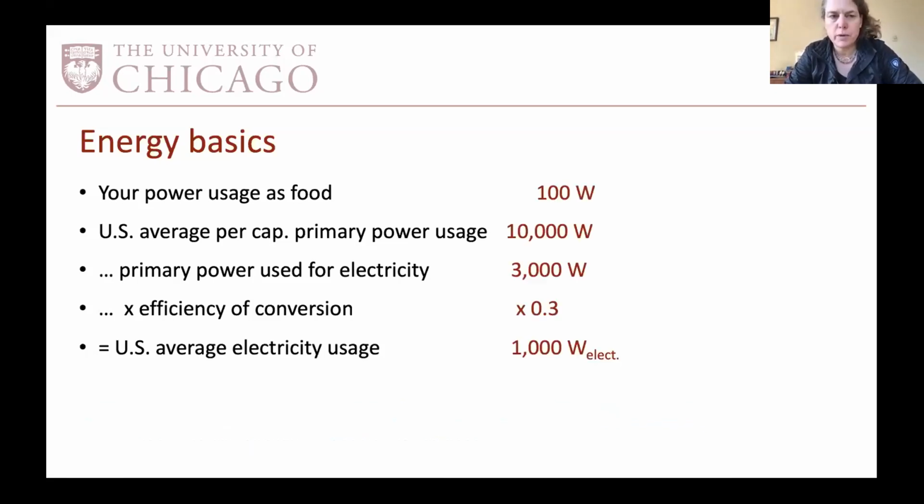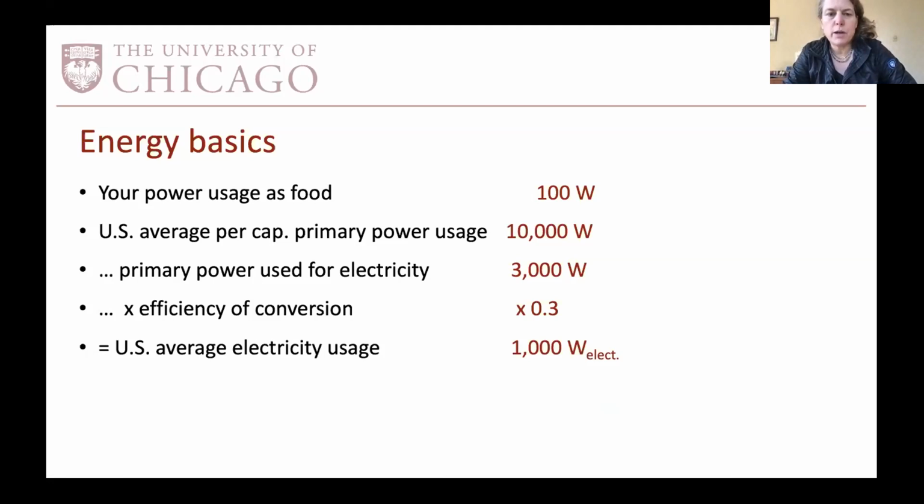So here are some numbers. Your power usage as food, and I'm happy to run through this calculation with somebody later if they want, is 100 watts. If you turn 2,000 calories per day, just do a unit conversion, that's what you get, which says that your power consumption is more or less like the electricity you would feed to a regular old incandescent light bulb.